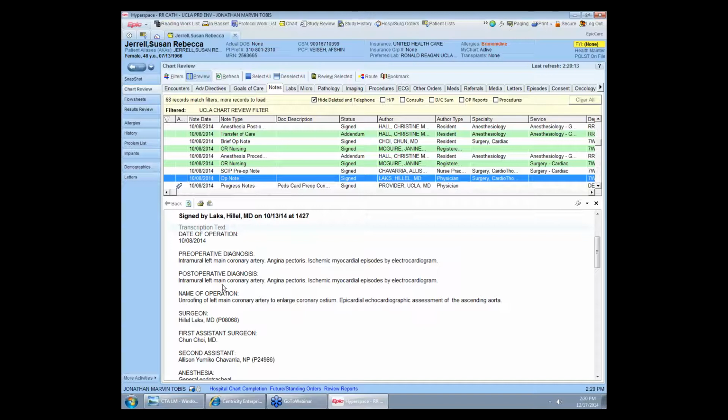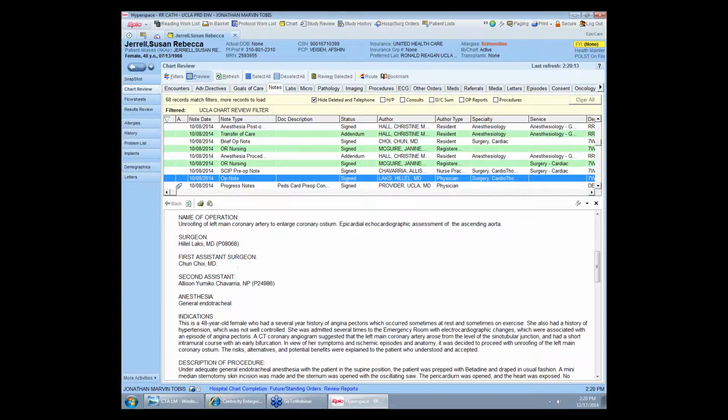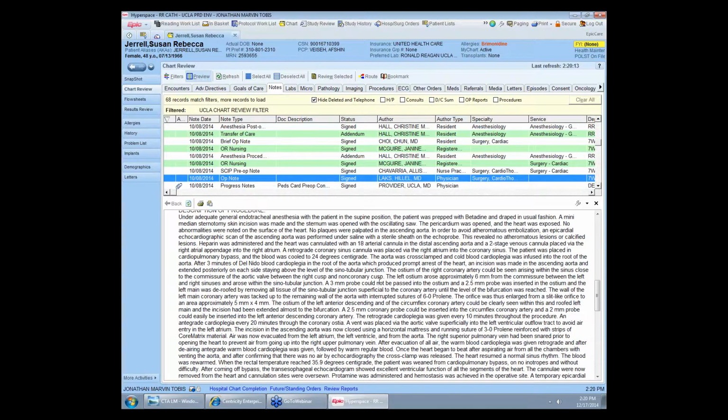Okay, here's the operative report. Post-operative diagnosis: intramural left main coronary artery, unroofing of left main coronary artery to enlarge the coronary ostium, epicardial echocardiographic assessment of the ascending aorta. Description of the procedure. The ostium of the left coronary arose approximately 6 millimeters from the commissure between the left and right sinuses. That's the left and the non-coronary, isn't it?